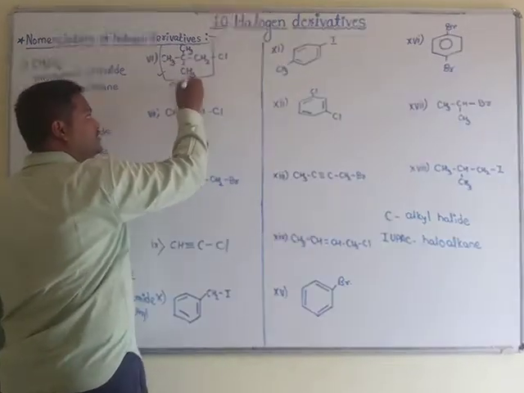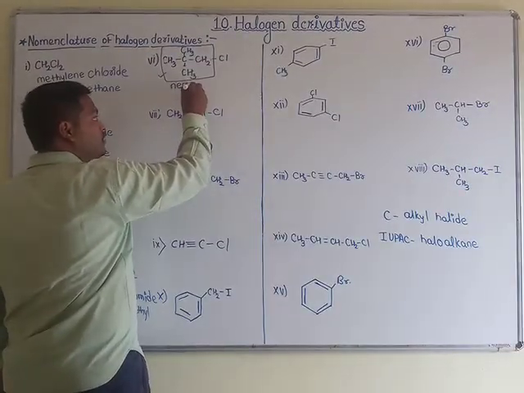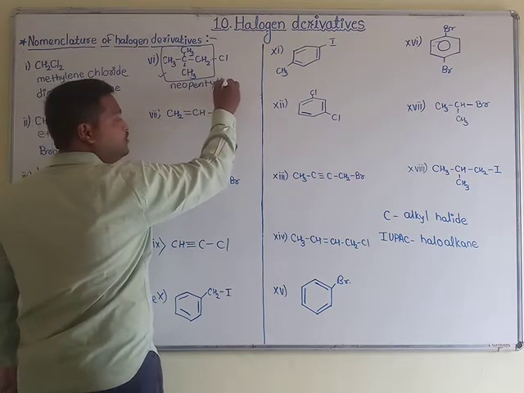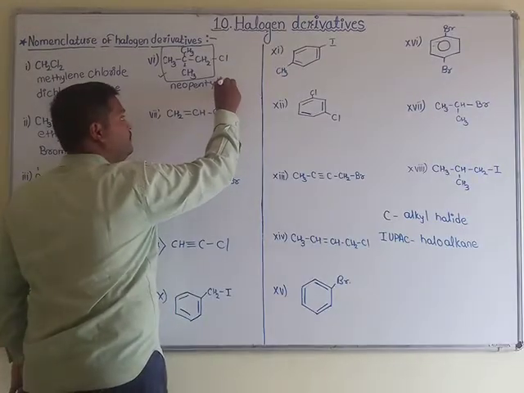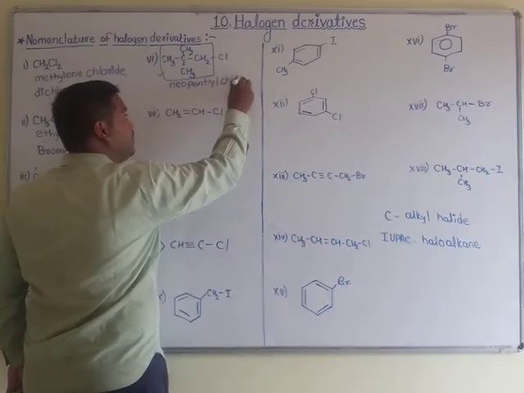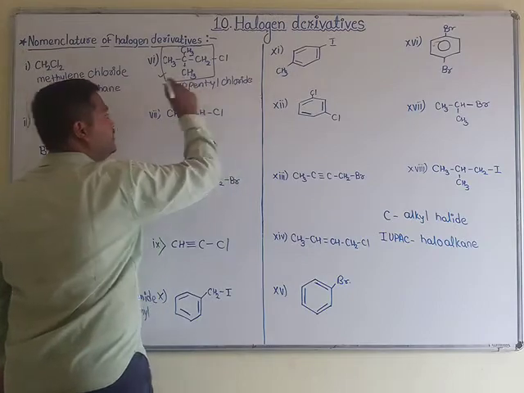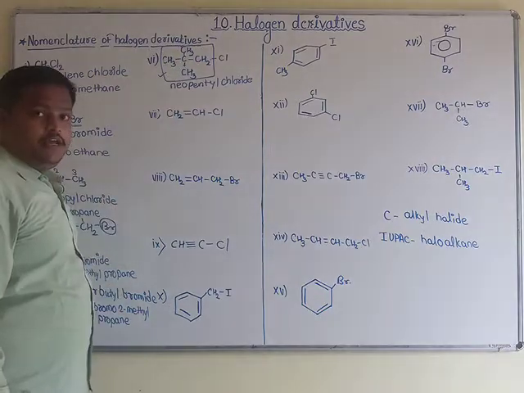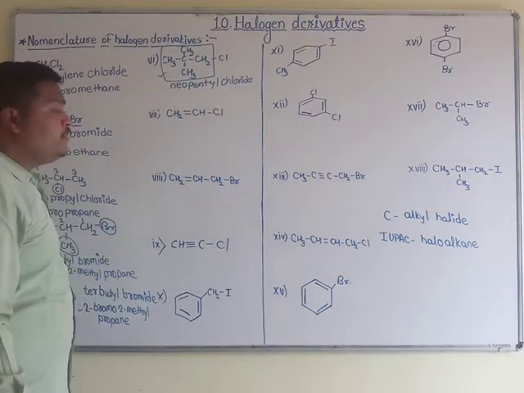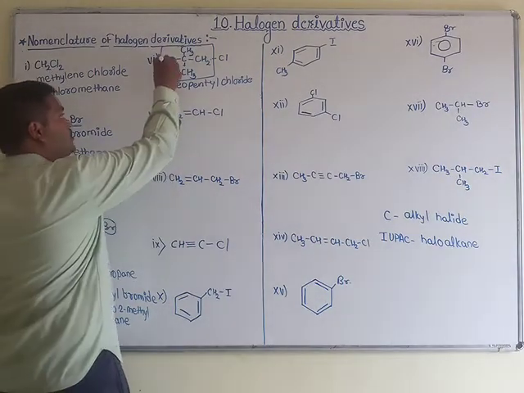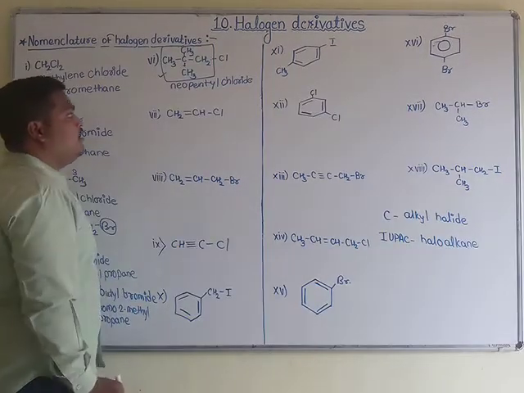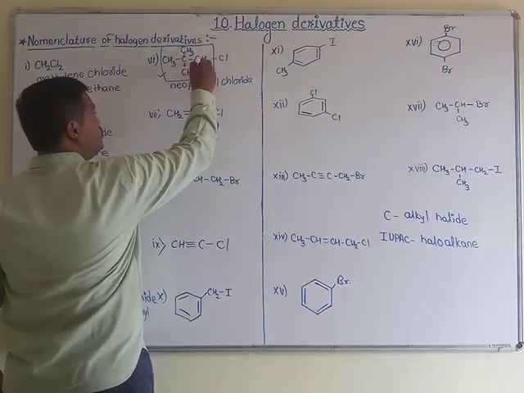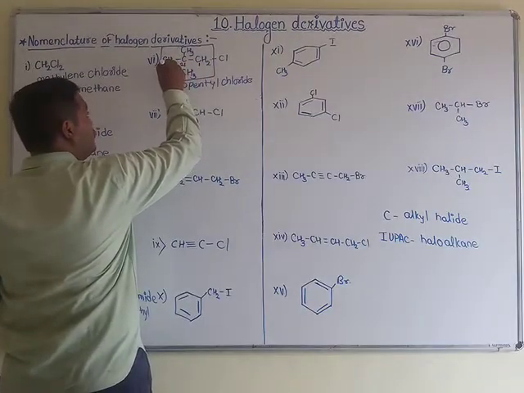How many carbons are here? 5. Therefore, the word pentyl is used. And the halogen is, yes, chlorine. Therefore, chloride. So to get the common name of this compound, neopentyl chloride is the common name. Okay, so we will move towards its IUPAC name. See what its IUPAC name is. To give the IUPAC name, first we will choose the longest chain and then mark it.